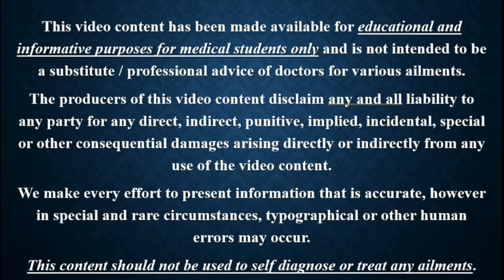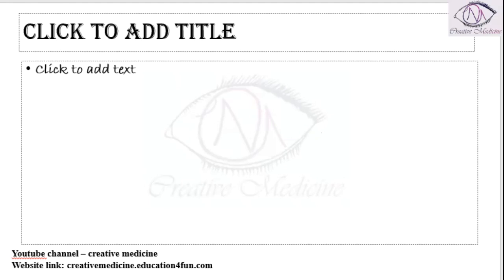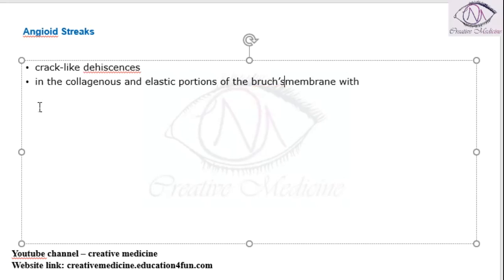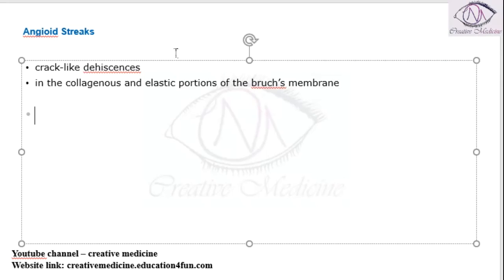In this lecture, we will learn about angioid streaks. What are angioid streaks? They are crack-like dehiscences which are present in the collagen and elastic portions of Bruch's membrane. In the collagen and elastic portions of Bruch's membrane, we see these angioid streaks.